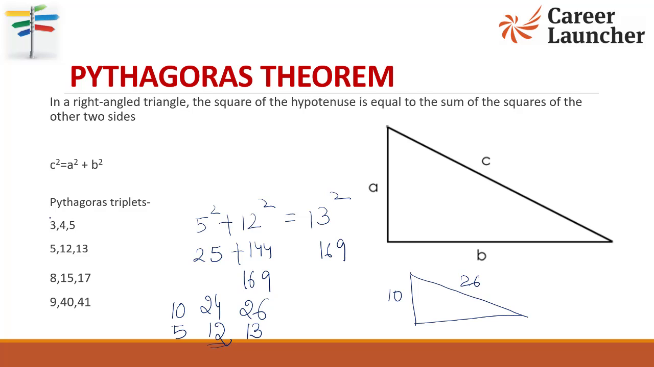These two are the most commonly used triplets, and I strongly suggest that you remember them. There are a couple more triplets which can come in handy, like 8 15 17 and 9 40 41. So if you just keep track of these four, it should be enough.